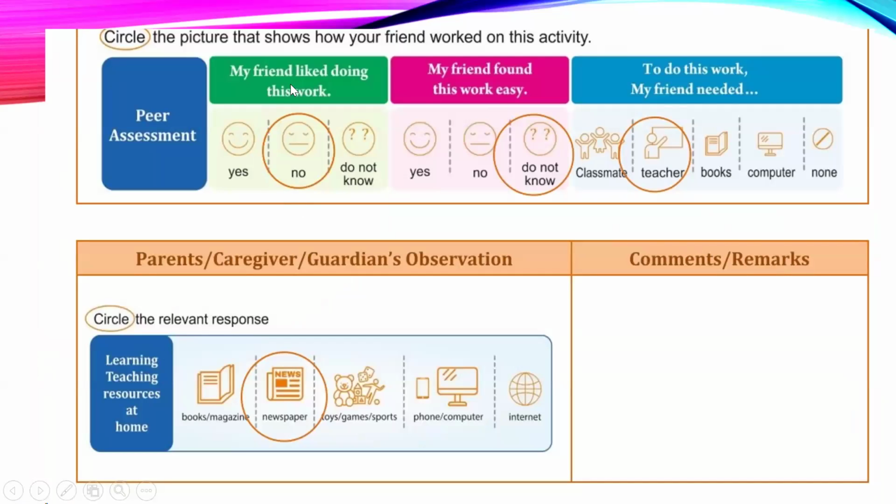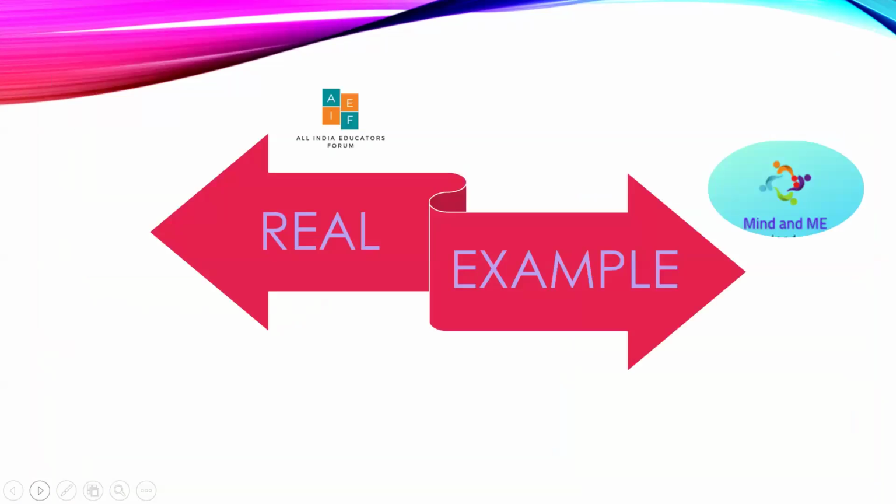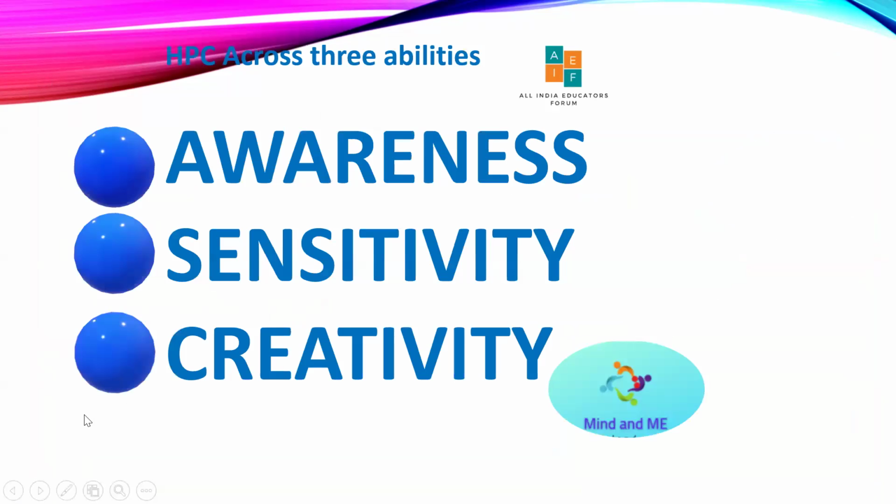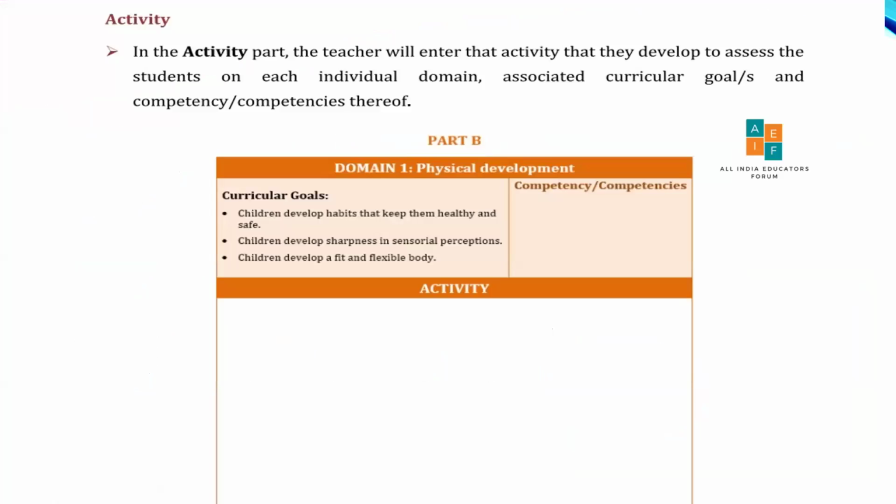Now circle the picture that shows how your friend worked on this activity, and how you worked, and the parent. So this was section B. Now, I did this with my children at my center, and I'll just share, because I had these three pointers in my mind: the abilities, awareness, sensitivity, and creativity. And we did this activity with the domain.